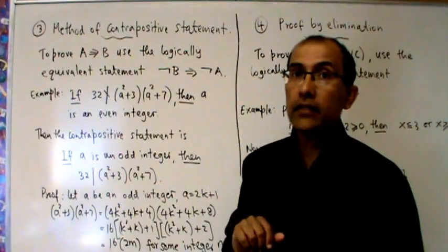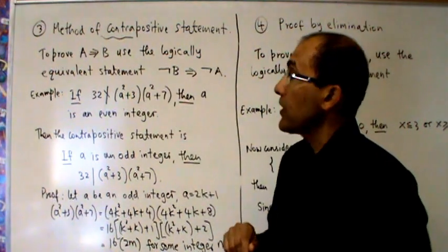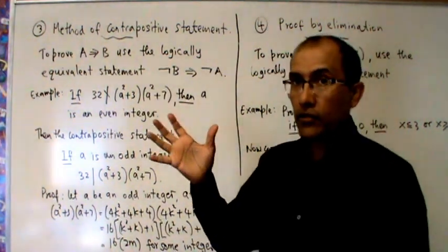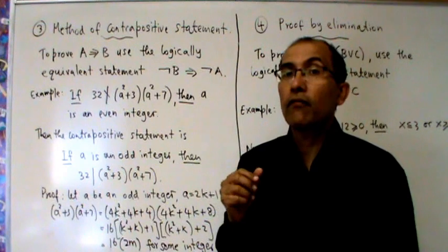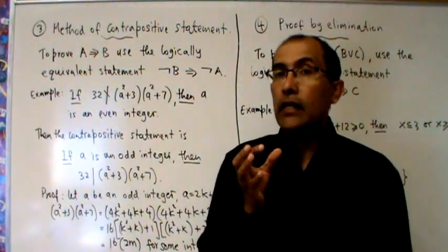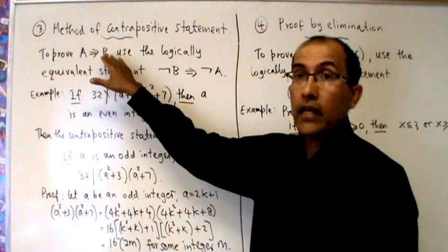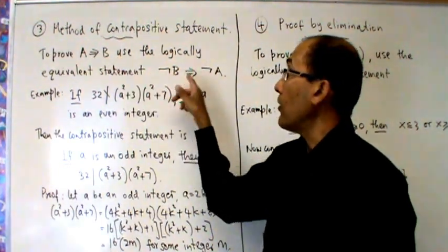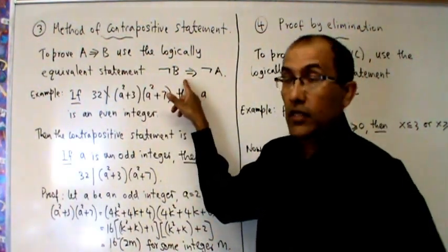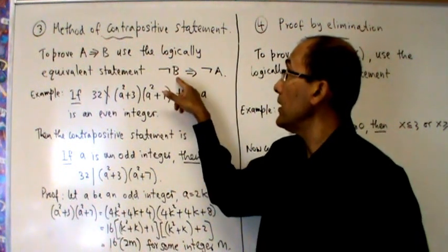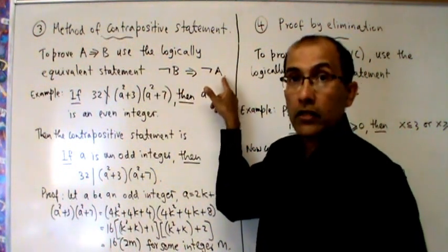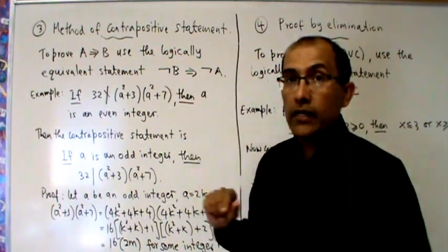Our third method is the method of the contrapositive statement. We came across this statement earlier when we were looking at the implication statement. So if I want to prove if A then B, we can use the logically equivalent contrapositive statement, that is not B implies not A. So we have proved this earlier.